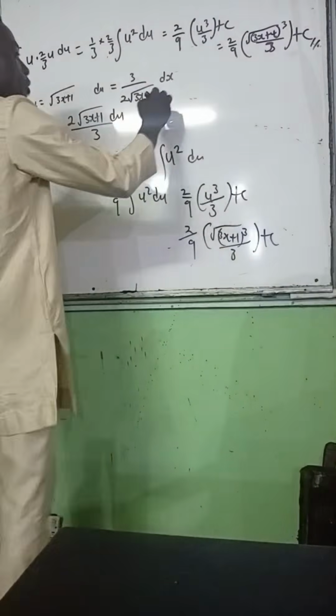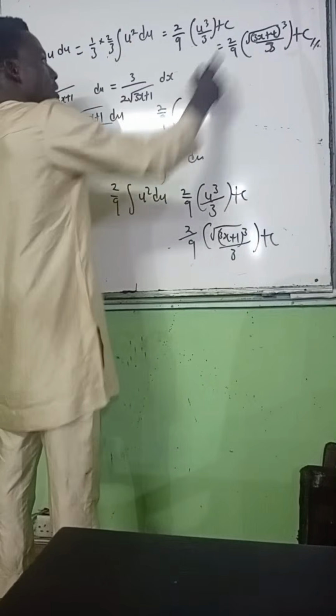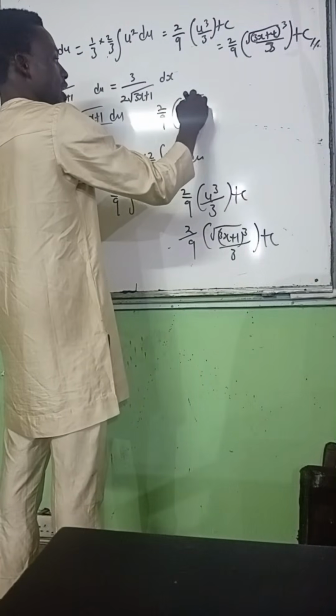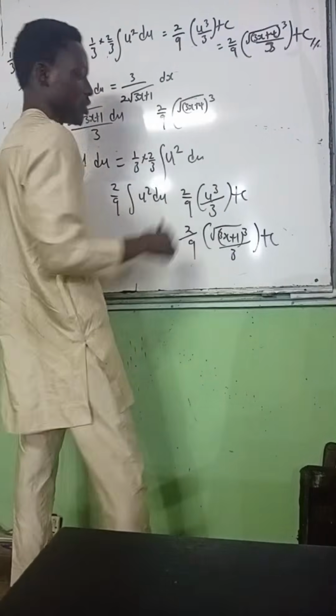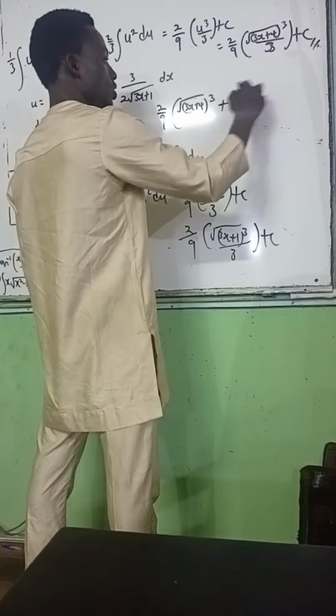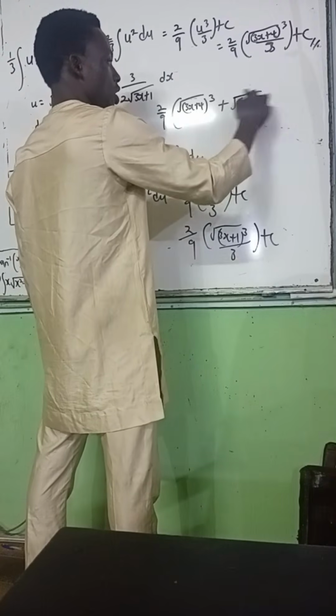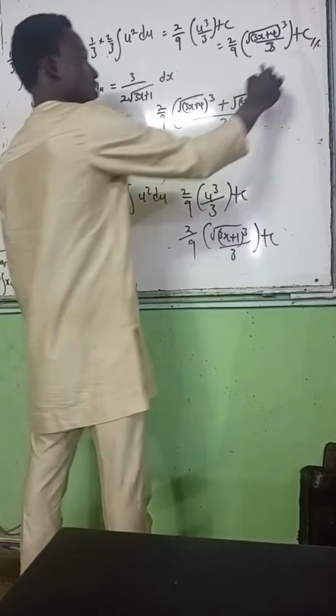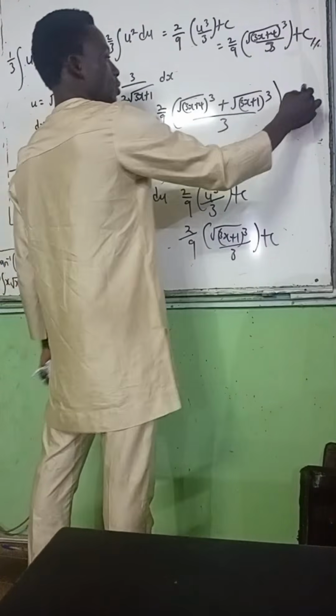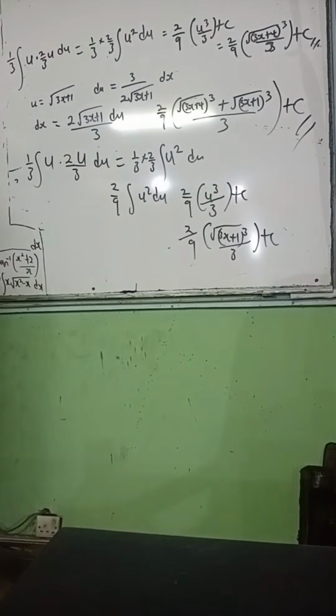So our answer becomes 2 over 9, open bracket, root 3x plus 4 all cubed, plus root 3x plus 1 all cubed, everything over 3, since they both have over 3 and 2 over 9 is common to them, plus c. Clear? Is that the answer?